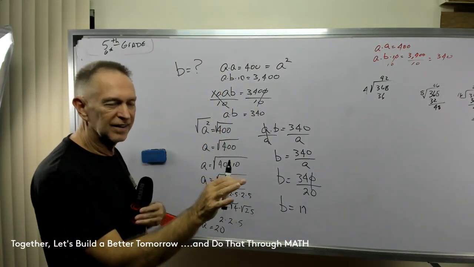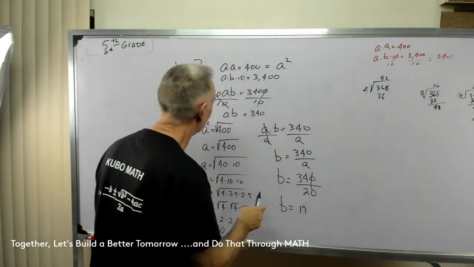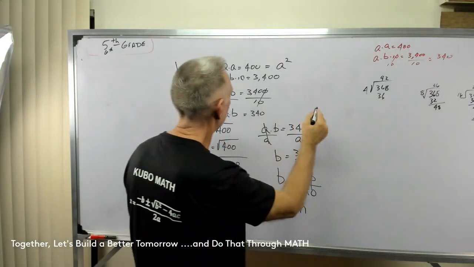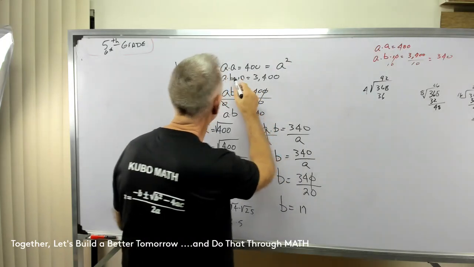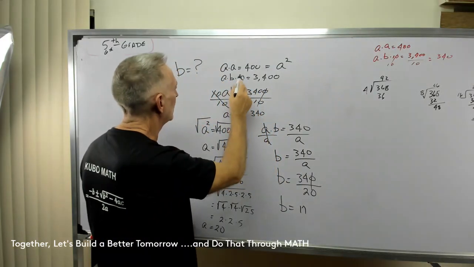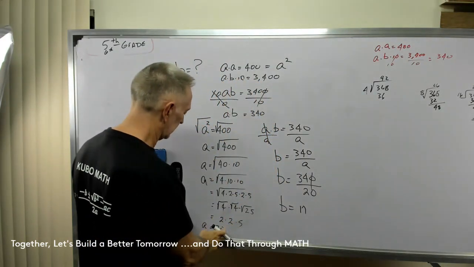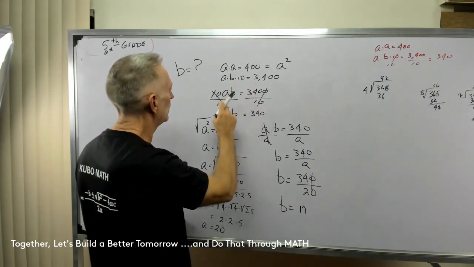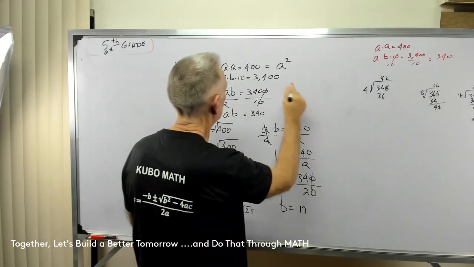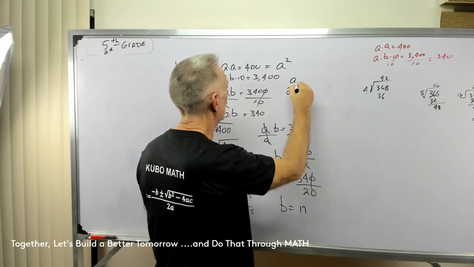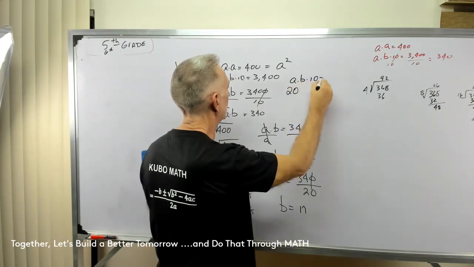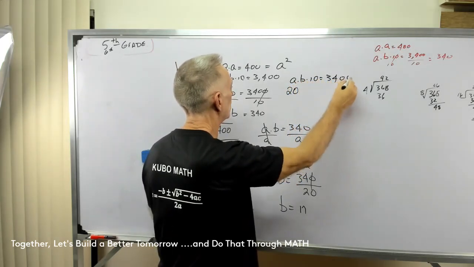Well, not yet. We need to check it. Okay, we have A times A equals 400. So we know 20 times 20 gives me 400. Now we have 20. We have A times B times 10 equals 3,400.